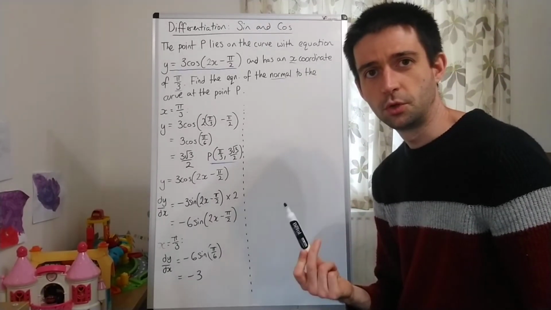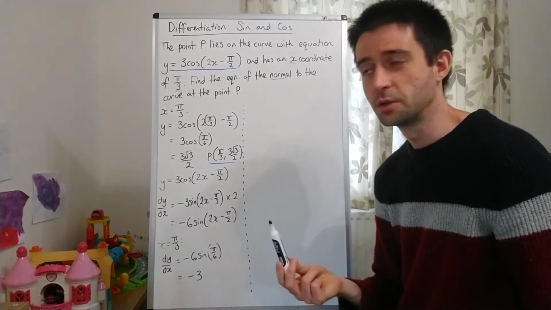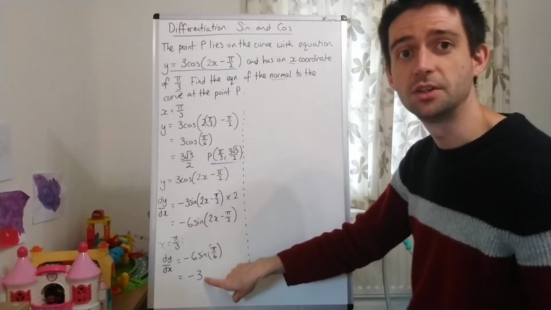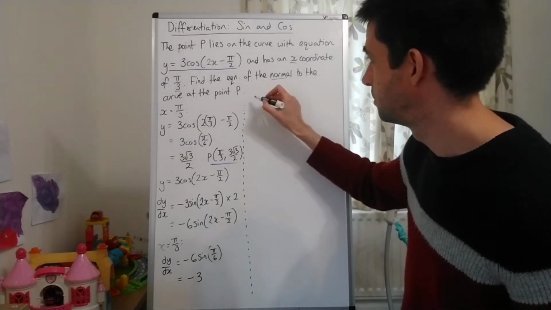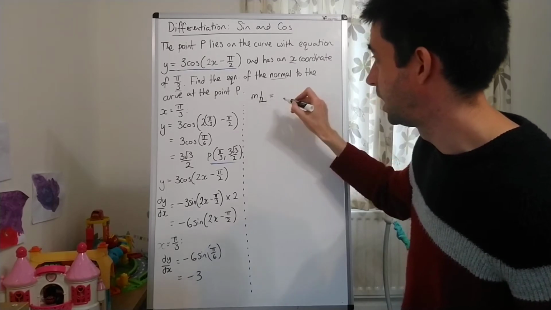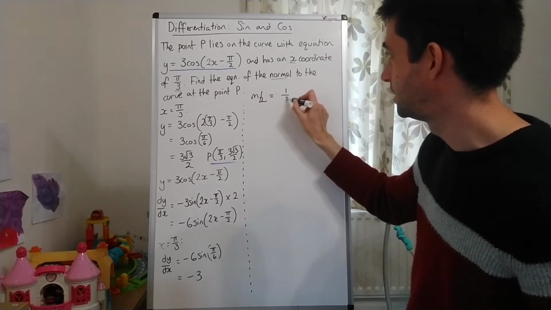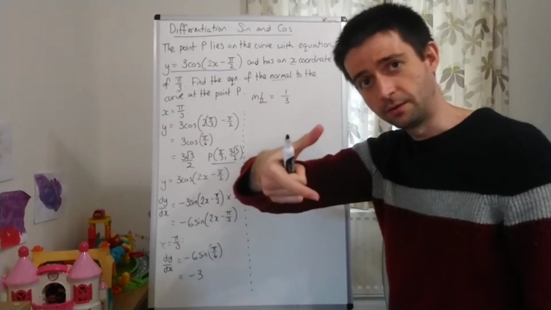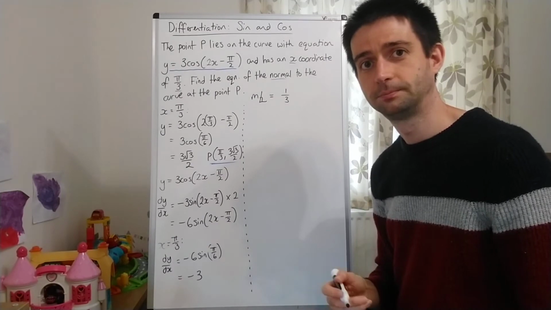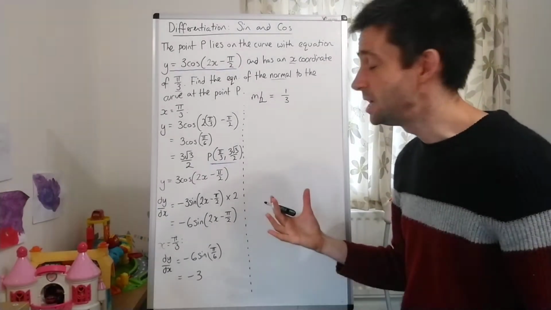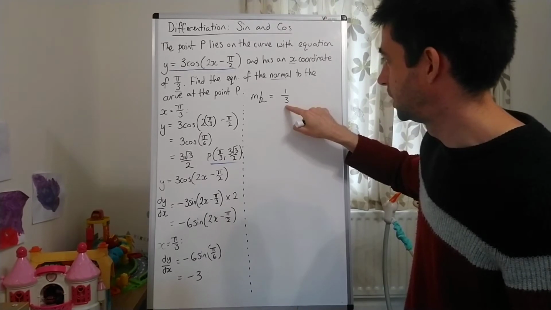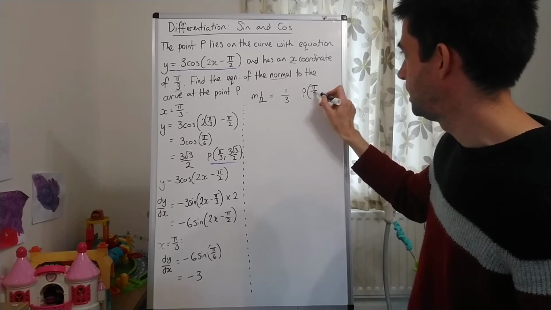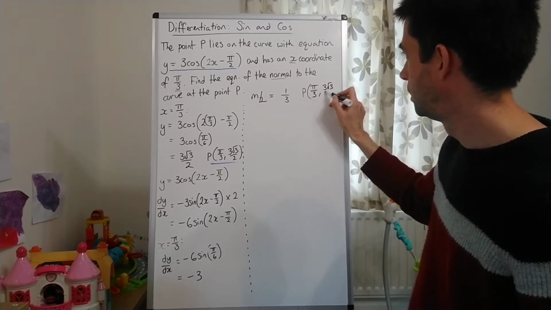Now, what's the crucial thing to watch out for here? I've been asked for the equation of the normal, not the tangent. This would be the gradient of the tangent to the curve at that point. So because I'm being asked for the normal, I need the perpendicular gradient, which is the negative reciprocal, so positive 1/3. So negative 3, flip it over, change the sign, positive 1/3. And then I have everything that I need to find the equation of the straight line, because I have the gradient, and I already know from here that the coordinate of P is pi over 3, 3 root 3 over 2.